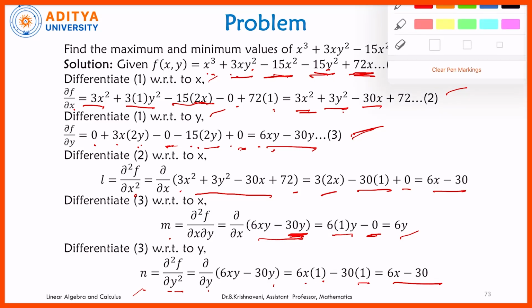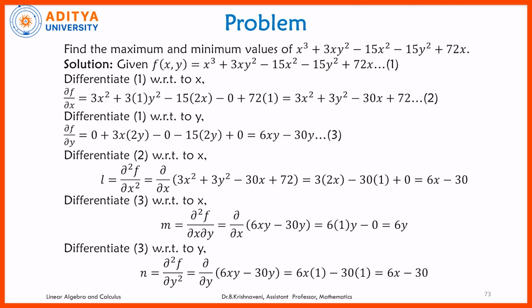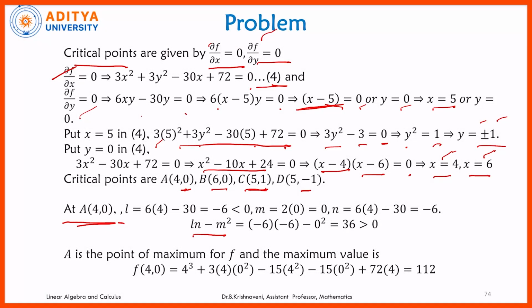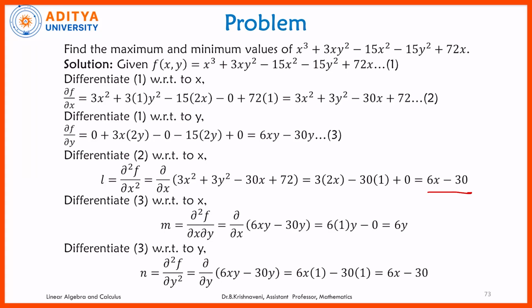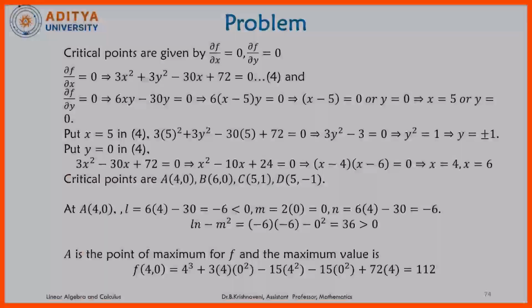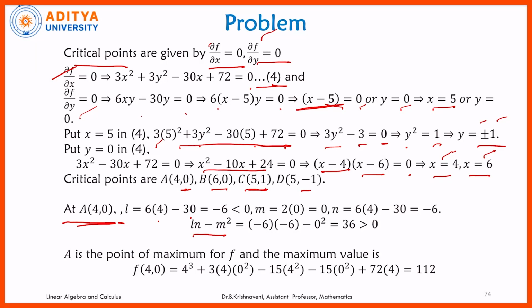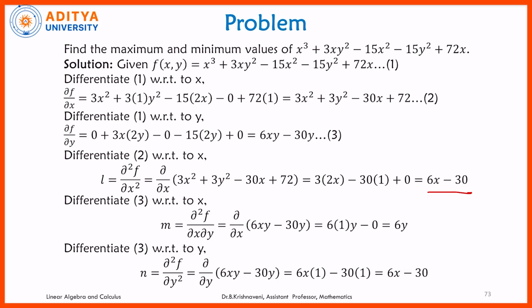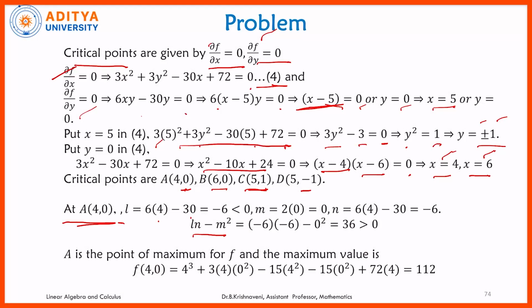We got L equal to 6x minus 30. Substitute the point: 6 into x is 4, minus 30, which is minus 6, which is less than 0. Next, find the M value at (4, 0). M is equal to 6y. So 6 into y is 0, that is 0. And N is equal to 6x minus 30, therefore we again get N equal to minus 6.